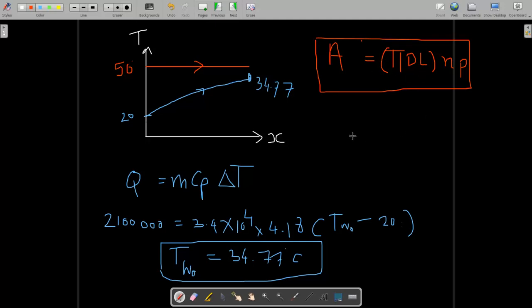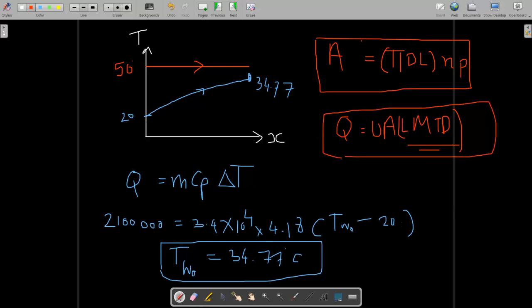So one equation that will come into your mind is Q is equal to UA into LMTD. Here it is not mentioned in the question whether the heat exchanger is counter flow or parallel flow, so we have taken parallel flow. This equation will be useful because we have the heat transfer given to us, and we have the LMTD because all four temperatures are given to us.